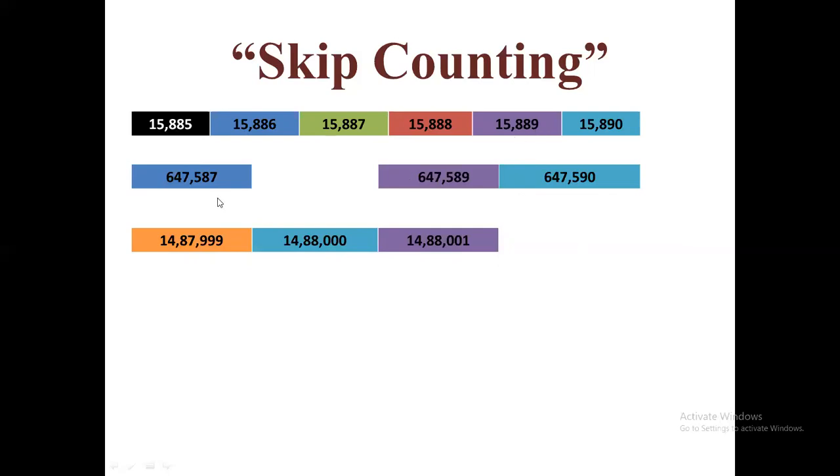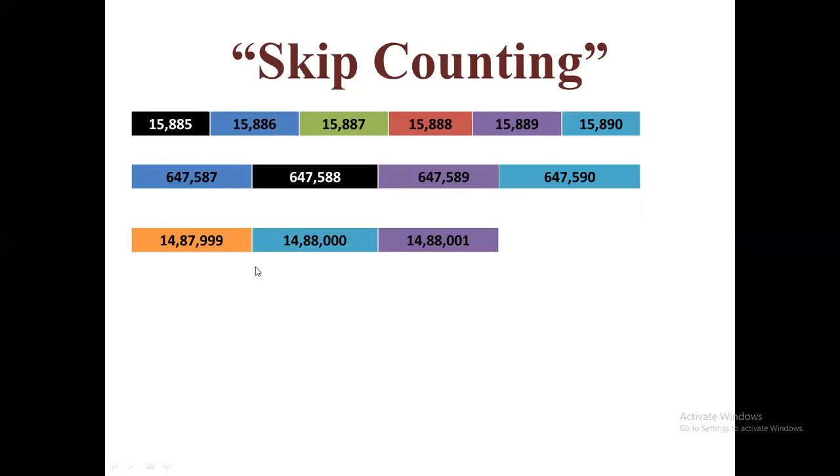15,889. Then we have a 6-digit number in the second example. I have given you one number and then the next number ahead. So which number is missing in between? Yes, after 647,587 we have 647,588. You can observe on which place the change is coming. Over here the change is coming in the ones place. After 7 it is becoming 9, that means 8 is missing.